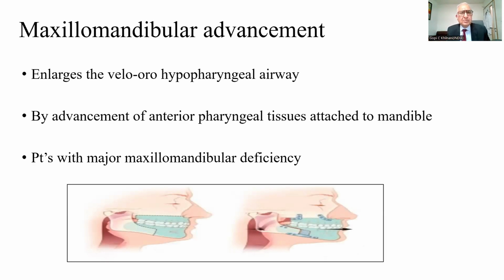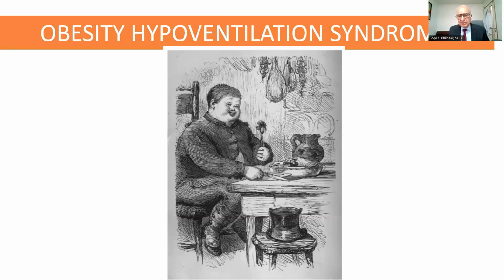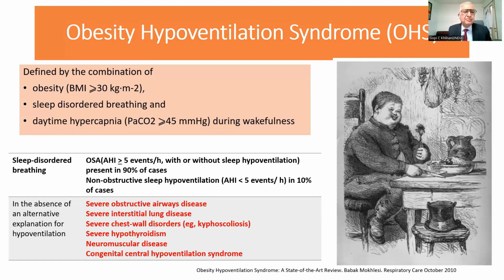So I am coming to the next part of my deliberation, and that is obesity hypoventilation syndrome. And this is a picture that we are familiar with, the Pickwickian syndrome, which we were reading during our MBBS and MD time. The OHS, as I would call it, is defined as obesity, which is more than 30 kilogram per meter square, sleep disorder breathing, and most importantly, daytime hypercapnia.